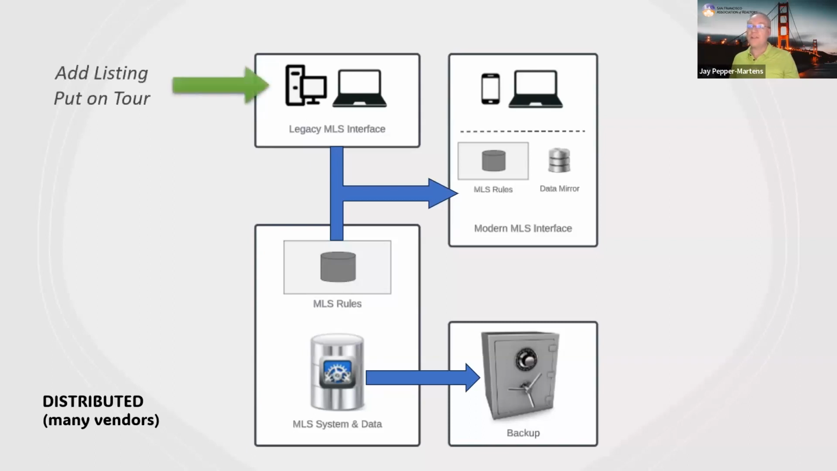But why don't we do this exercise again and talk about where you could do stuff in this model? So maybe you want to add a listing just using the legacy MLS interface, but later on you want to edit it. Well, now you can edit it using the modern interface or the new ones that'll be the distributed model. Maybe you want to use that new one to send to a client. You want to send a link to a listing. But maybe you want to go back and put it on tour, but you only have your laptop available. So you might use your laptop.